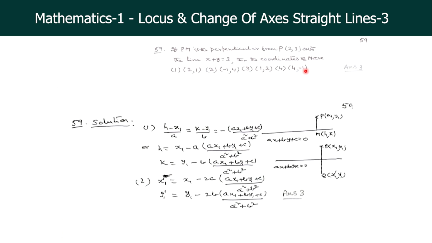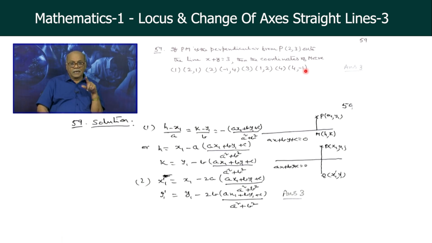Now, here we can do it directly, but if you do it directly, it will take more than 5 minutes. But if you remember the formula given in the theorem in your textbook, what is that formula? The foot of the perpendicular: if (h, k) is the foot of the perpendicular drawn from a point (x1, y1) onto a line L, ax plus by plus c equal to 0, then you know that (h minus x1) by a is equal to (k minus y1) by b is equal to minus of (ax1 plus by1 plus c) by (a square plus b square).